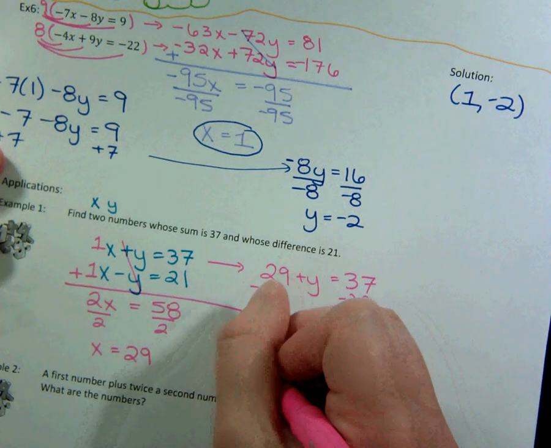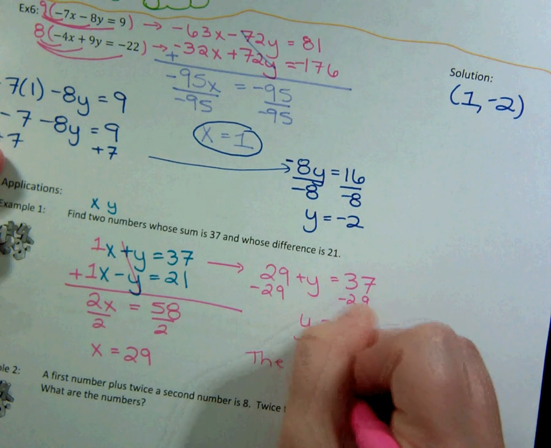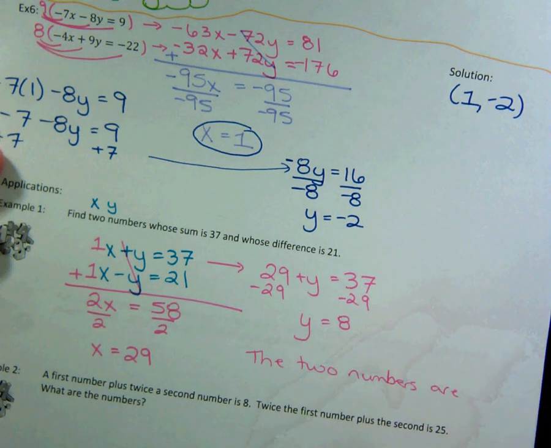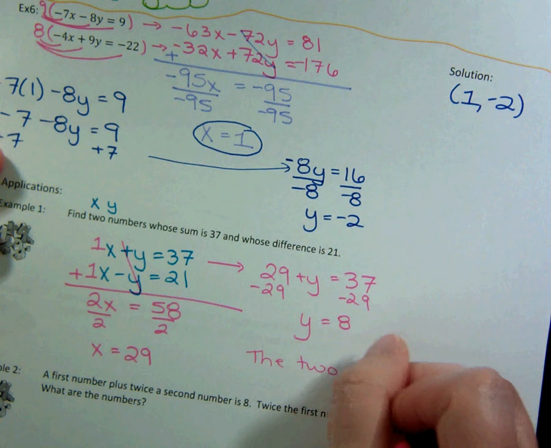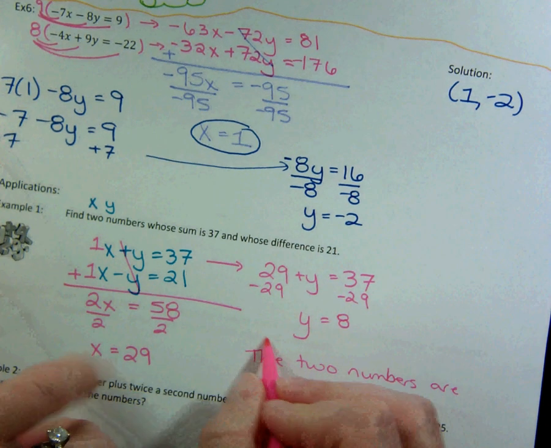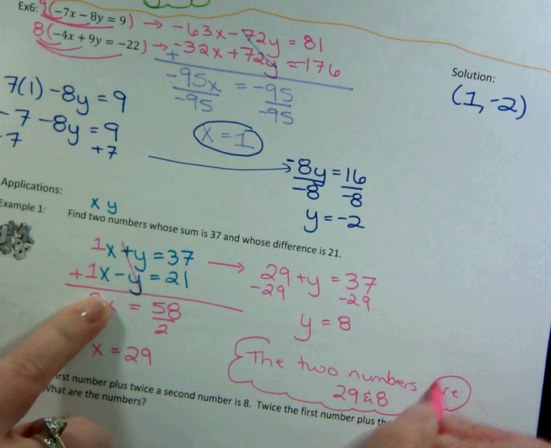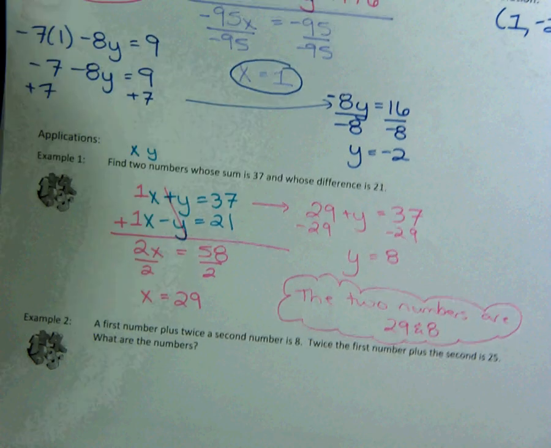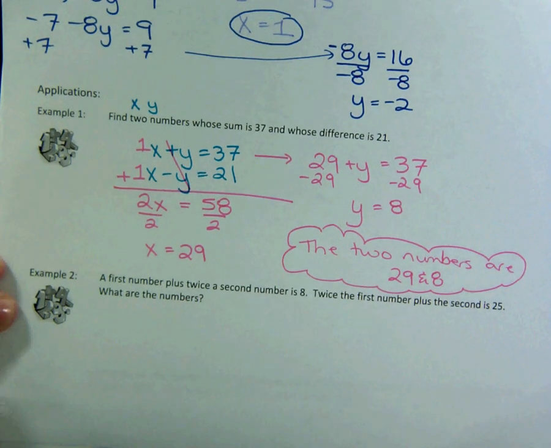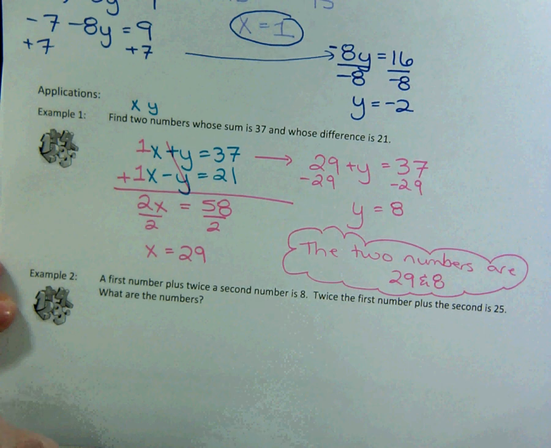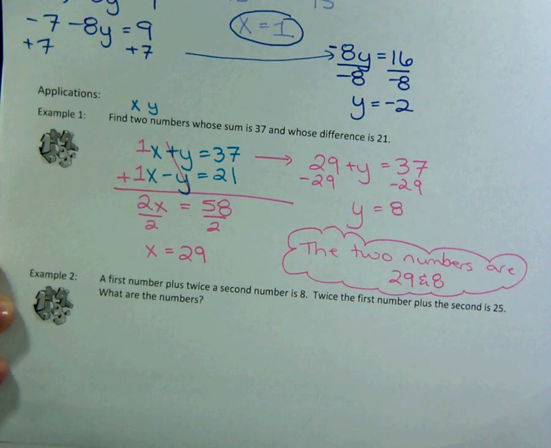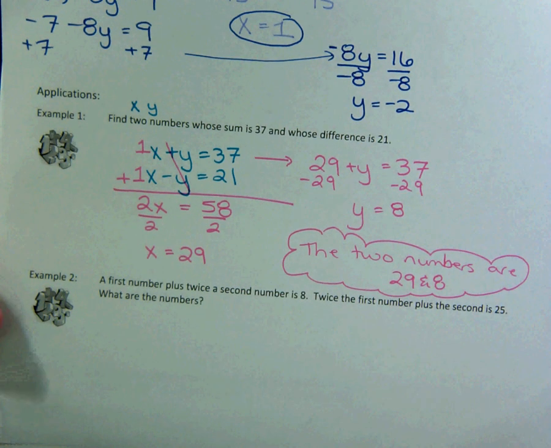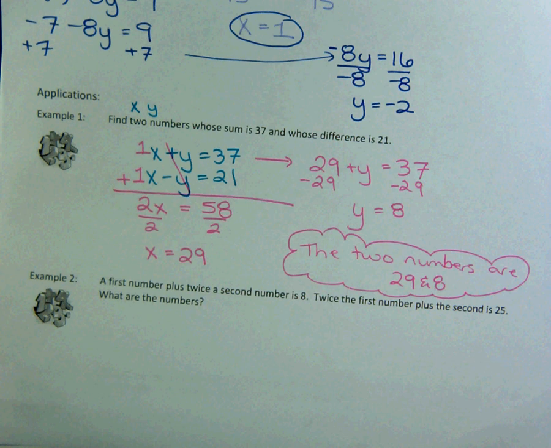So the way these answers will state is just the two numbers are, and it doesn't matter which order you state them in, 29 and 8. So instead of writing an ordered pair for these, you just kind of state your answer as a general statement. Go ahead and pause the video and try example 2. It says a first number plus twice the second number is 8, and twice the first number plus the second is 25. What are the numbers? So pause the video and give example 2 a try.